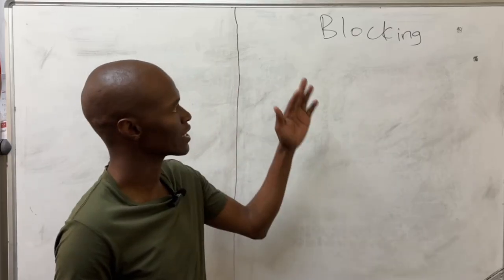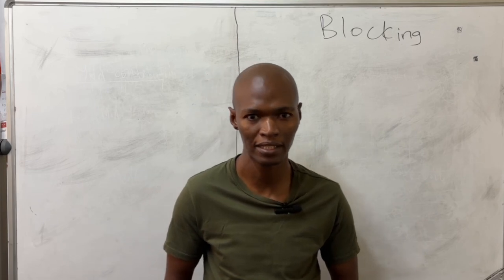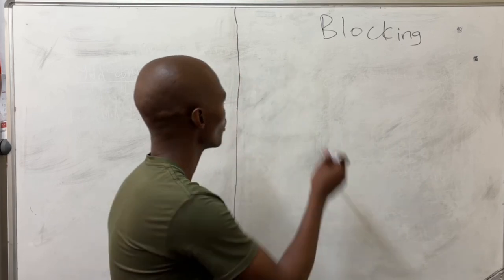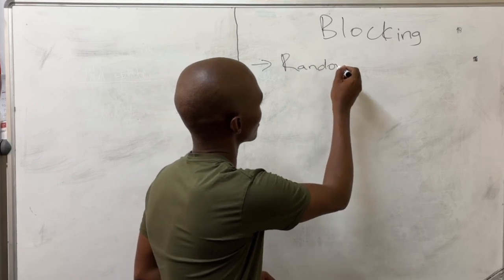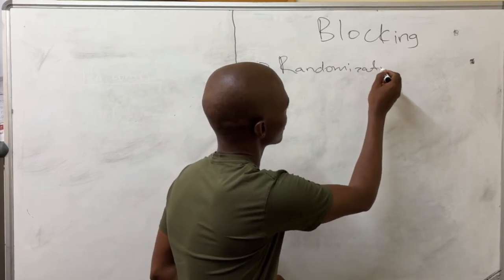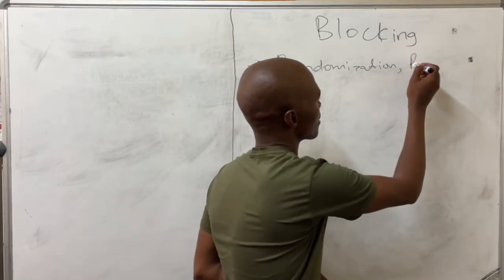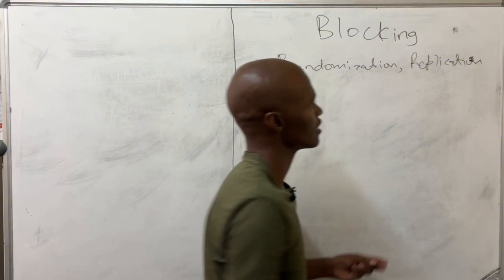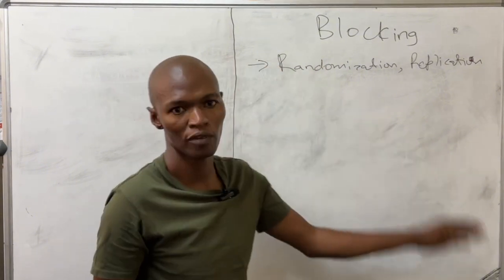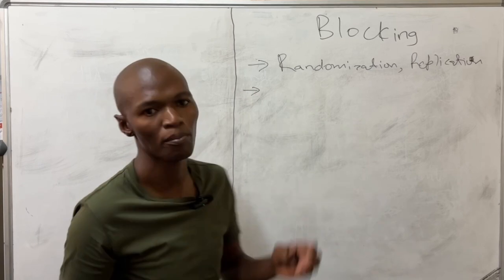Blocking is one of the principles for experimental design. Remember, we already defined randomization. We also defined replication. These are the principles of experimental designs. So now we have to define what is blocking.